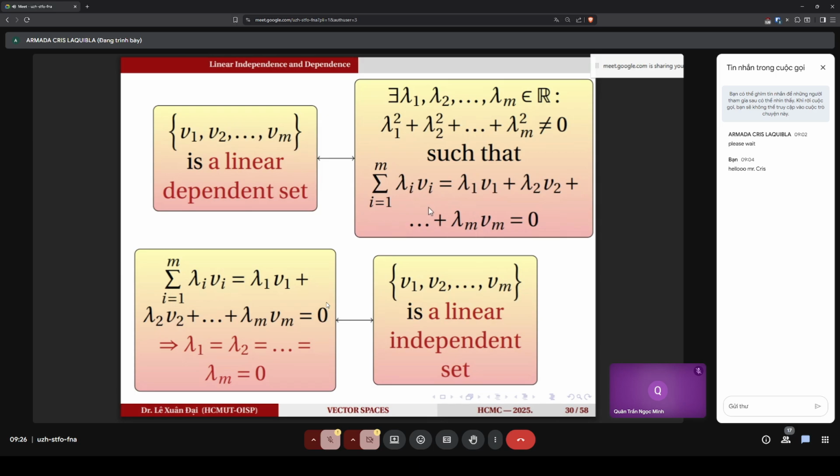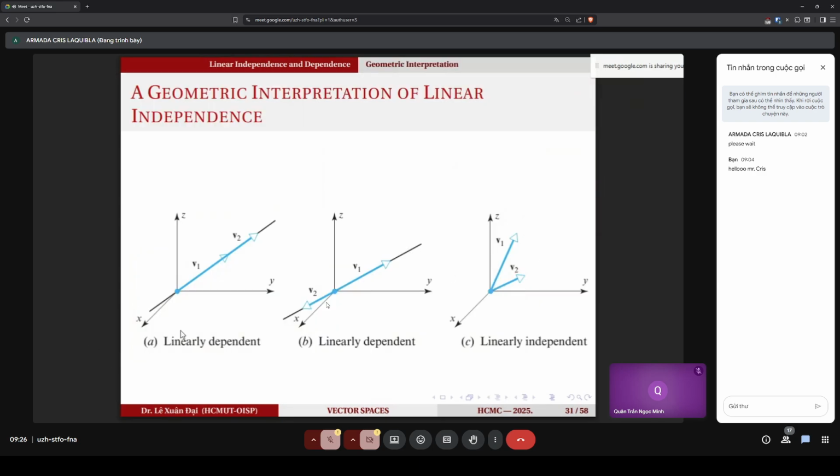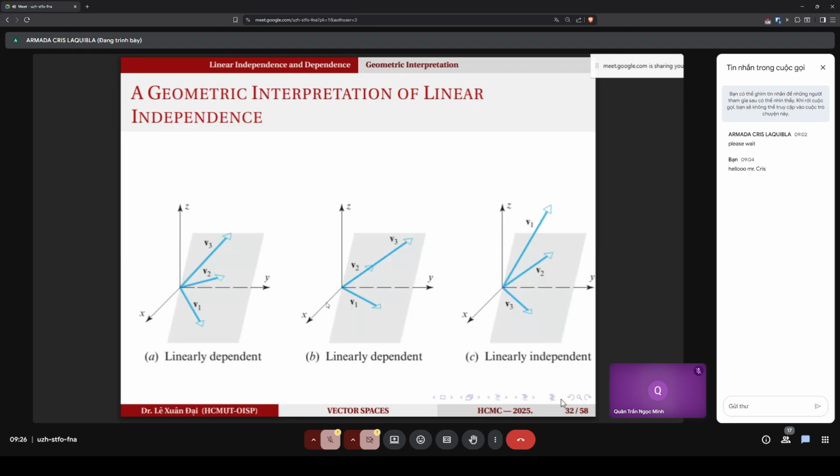The summation of lambda i vi is equal to 0. In a linearly independent set, all the lambdas are zeros, but in a linearly dependent set, the lambdas must not all be equal to zero. So if there exist numbers that are non-zero, it is a linearly dependent set. This graph represents the linearly dependent vectors, A and B, and the other graph is linearly independent.